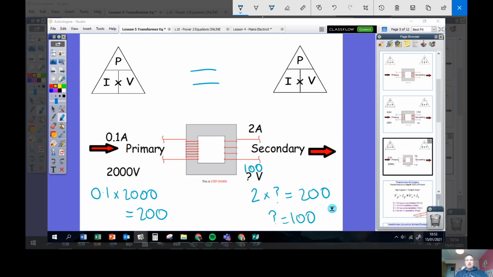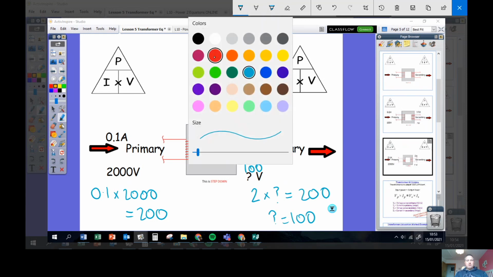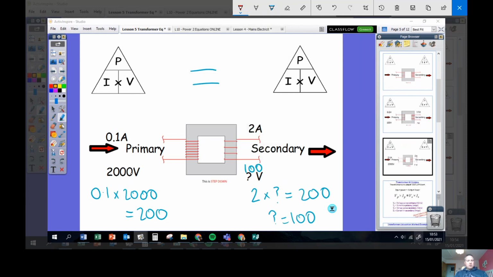So in this example, I've got a step down transformer. The voltage went from 2000 to 100, it went down. But the current went from 0.1 to 2, it went up. So that's an example of a step down transformer. But for all these transformers, it's the same idea. It's the idea that if you multiply the current and the voltage on the primary side, you get the same answer as the current times the voltage on the secondary side.